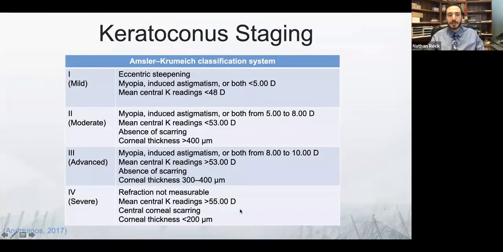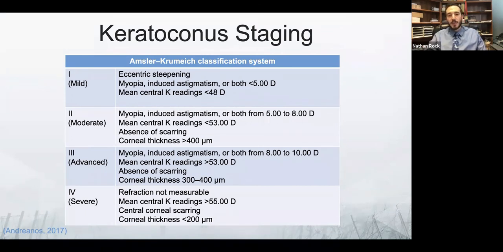Okay. So I did want to go over keratoconus staging. There are several classification systems, and believe it or not, there's not a real consensus about what the best one is. But the Amsler-Krumeich classification system is probably the most cited, which is graded on a purely numerical form from 1 to 4. I added in myself the mild, moderate, advanced, severe. That's not directly in there.